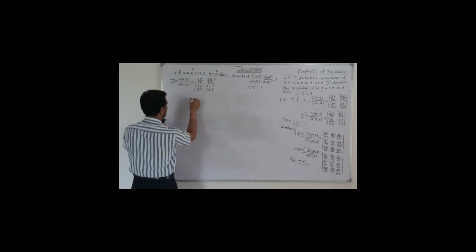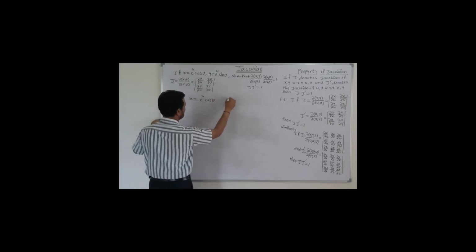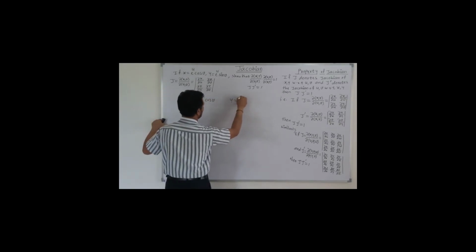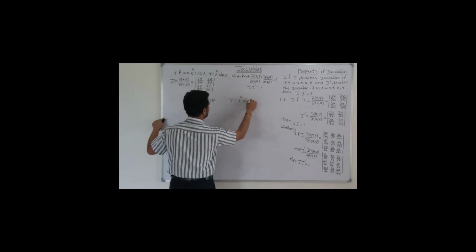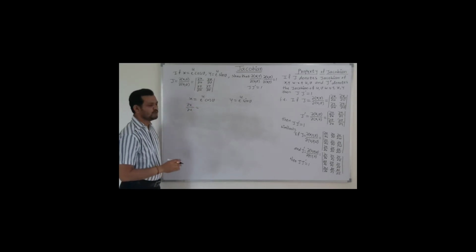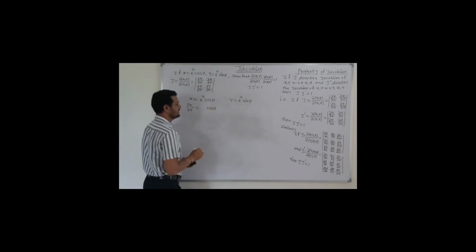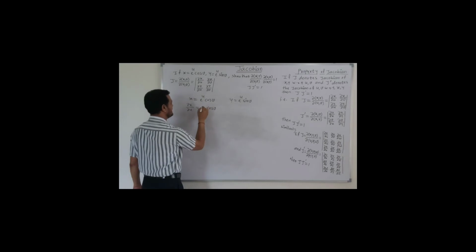Here the value of x is given, which is e raised to u into cos of v, and the value of y is given, e raised to u into sine of v. If we take the partial derivative of x with respect to u, then v is constant. That means this cos of v term is constant. Then the derivative of e raised to u is e raised to u. That means the derivative of e raised to x is e raised to x, so that formula is applicable.